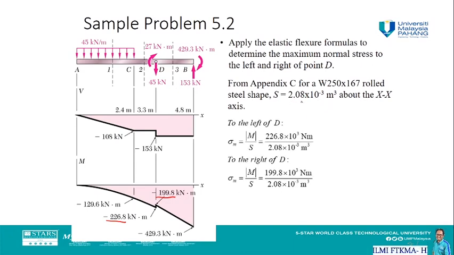So what we have to do next is to insert the values that we have for the moment and the section modulus into the flexure formula. So sigma max to the left of D, the maximum normal stress, uses the value 226.8, and to the right of D it will be 199.8, and we should get values of 109 megapascal and 96 megapascal. So the bending moment before point D is larger than the one after, or to the right of, point D.